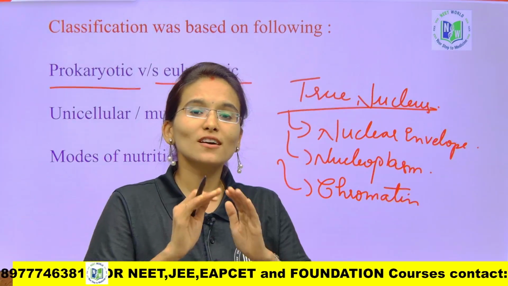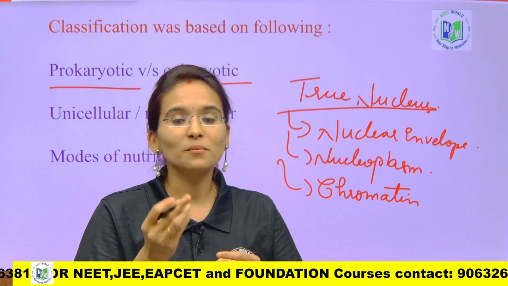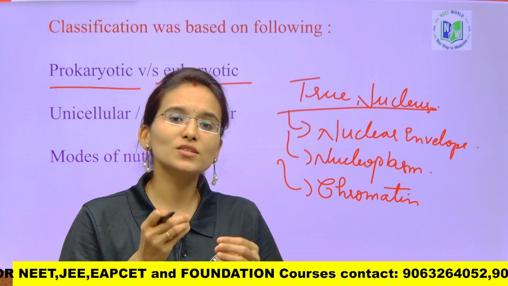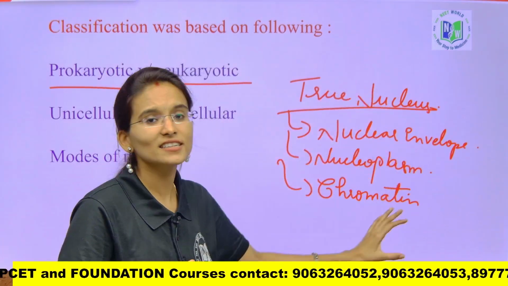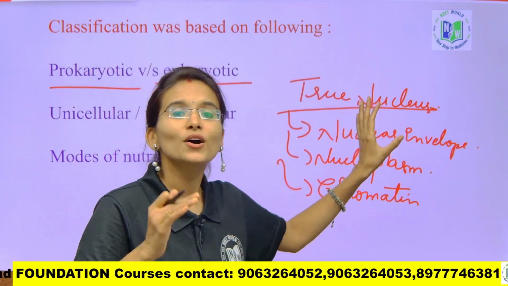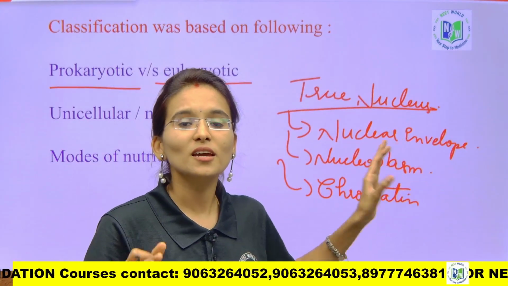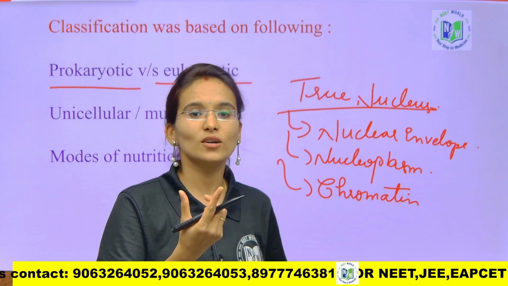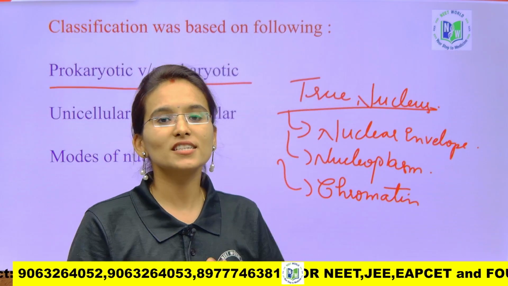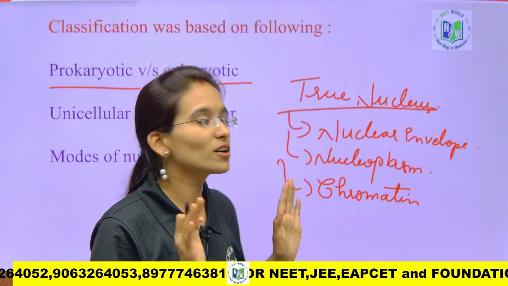A true nucleus is surrounded by an envelope, called the nuclear envelope, which contains the nucleoplasm along with the chromatin material. All these characteristics we can see only in the eukaryotic cell structure. In eukaryotic cells we can see a well defined nucleus, but an undefined nucleus is present only in the prokaryotic cell structure.